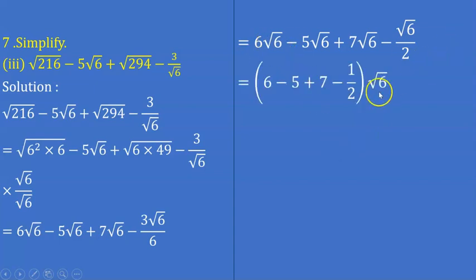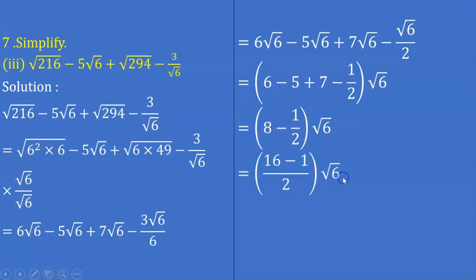Now from all these terms, take root 6 as common. Then what will you get in the bracket? 6 minus 5 plus 7 minus 1 upon 2, bracket complete, into root 6. Now 6 minus 5 means what will you get here? 1. 1 plus 7, 8. 8 minus 1 upon 2, bracket complete, into root 6, and after simplification 8 into 2, 16 minus 1 upon 2 into root 6. That is 15 upon 2 into root 6. And this is the answer.